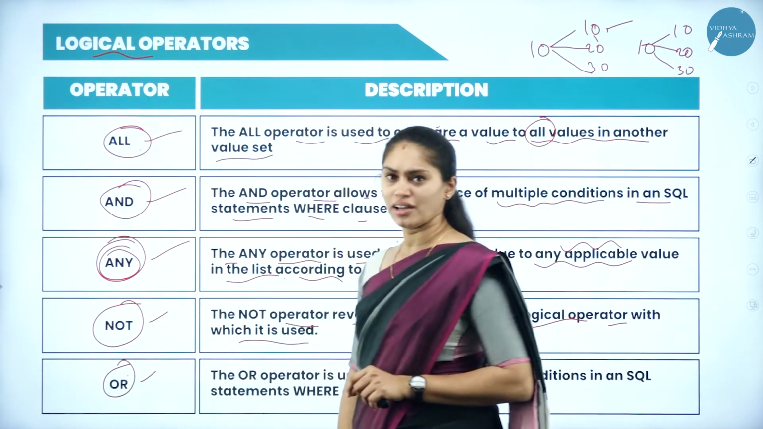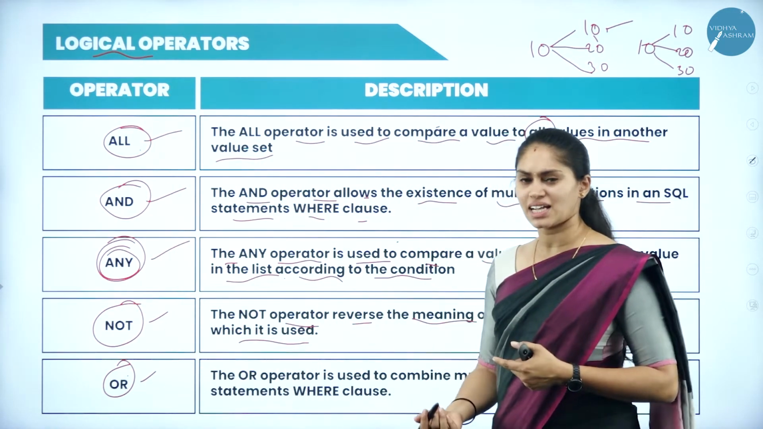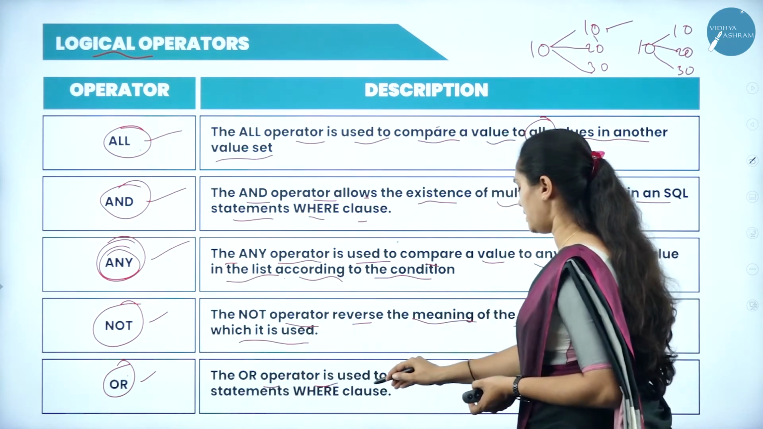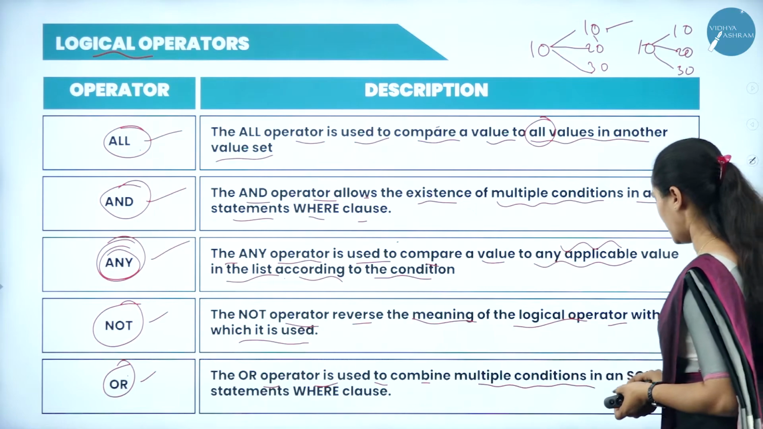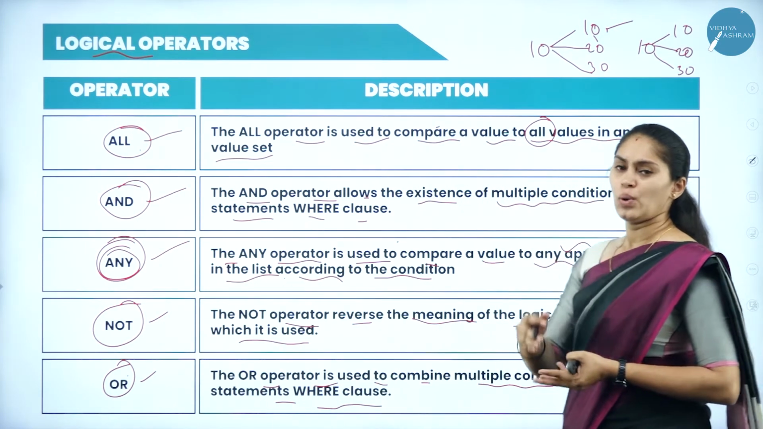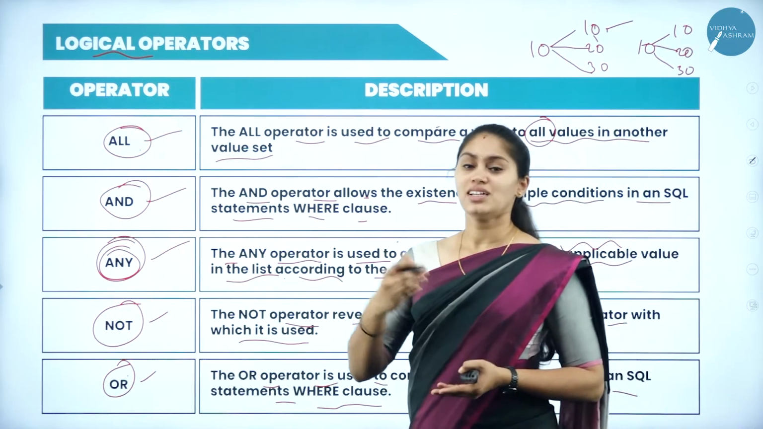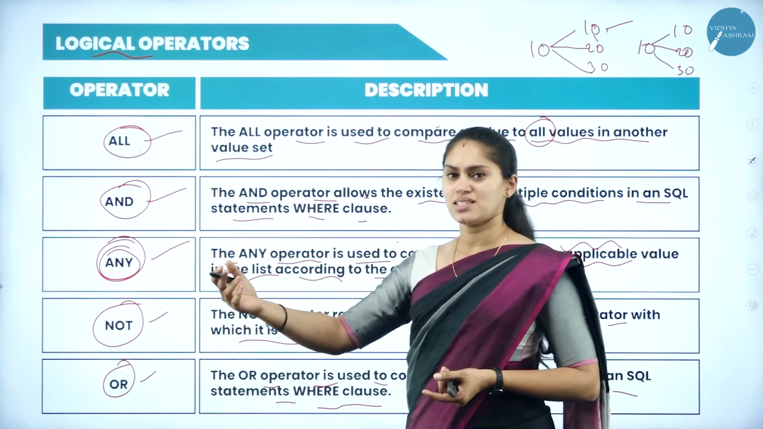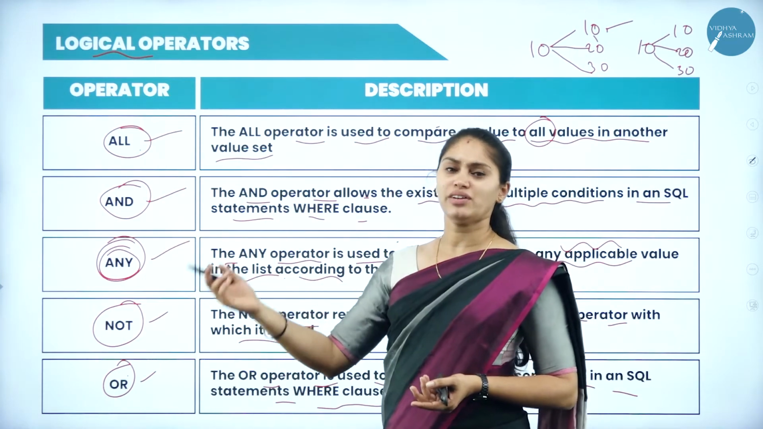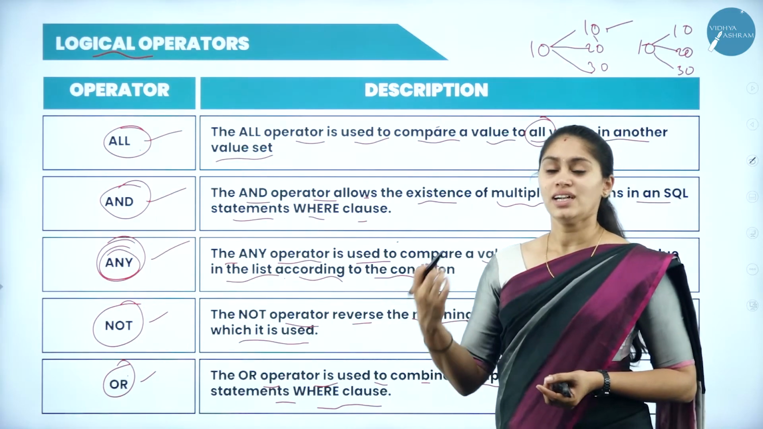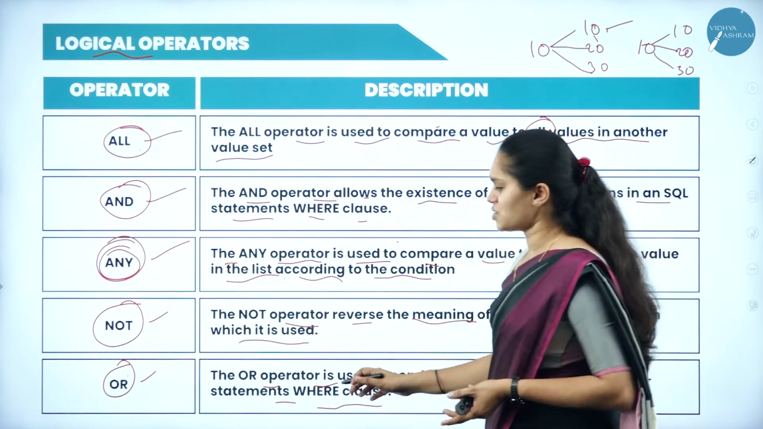What about OR? If any one of the conditions is satisfied, then the result will be true. The OR operator is used to combine multiple conditions in an SQL WHERE clause, for example, where student ID is equal to 1 or marks is equal to 40. If any one of the conditions is true, then it is taken for consideration. That is OR.